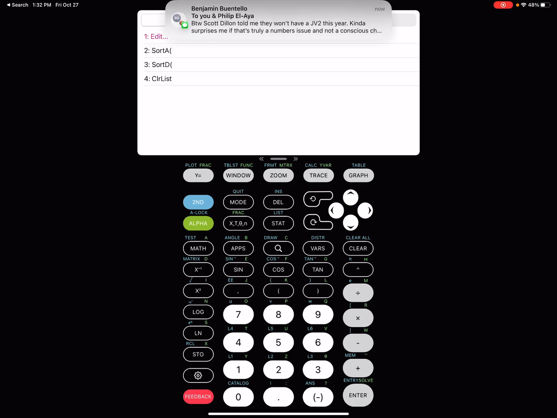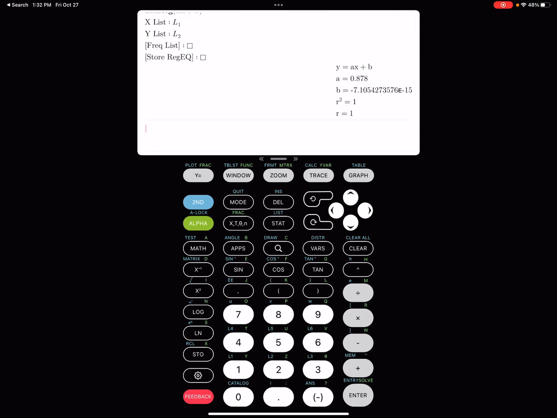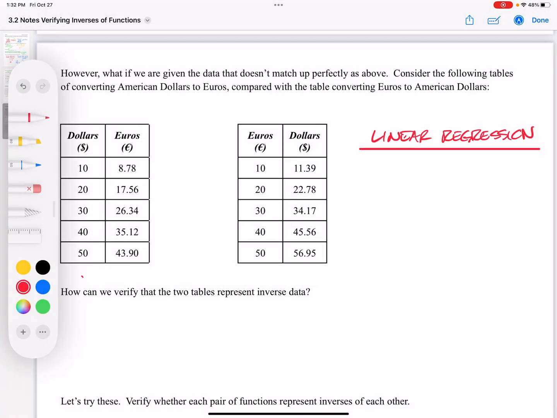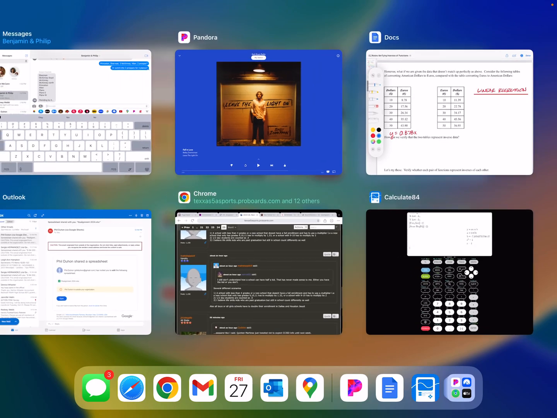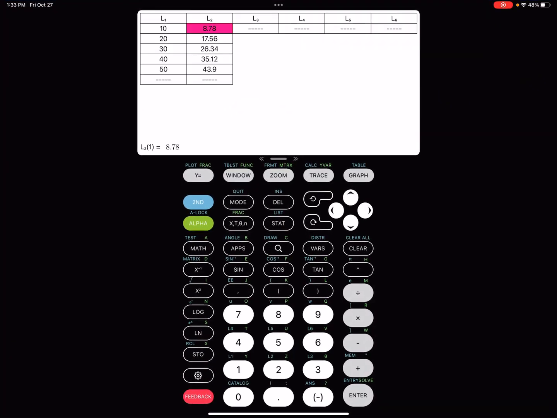All right, now stat calc, option 4, enter. There we go. So 0.878. That minus 7 times 10 to the negative 15th is essentially 0. So here we can write y equals 0.878x. Okay?